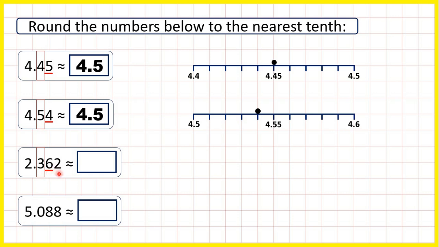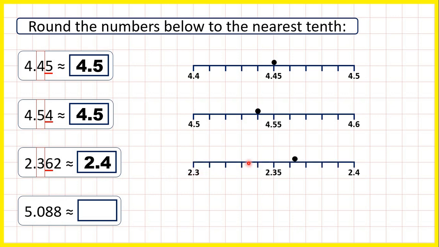It doesn't matter that we have 2 thousandths, because when we're rounding to the nearest tenth, we only need to look at the hundredths digit. So because we're rounding up, the 3 becomes a 4 and the 2 stays the same, so we have 2.4.